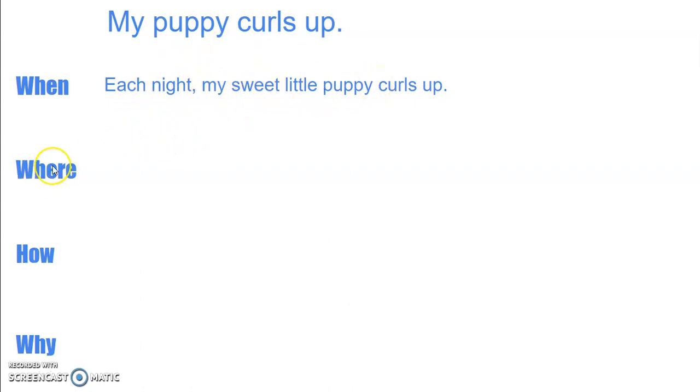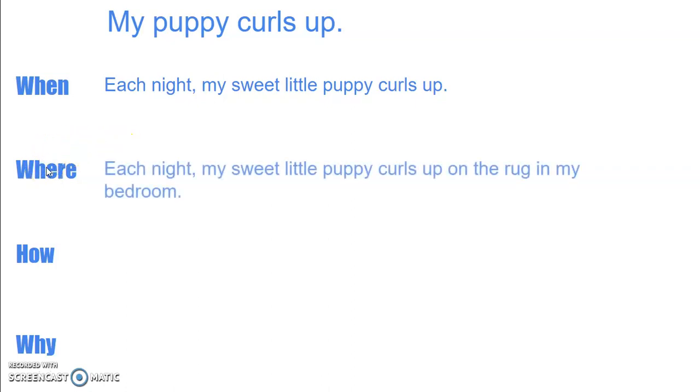Okay, the next question that we are going to answer is where. Where is this happening? Write down anything that you want, anywhere. Use your imagination. I wrote, each night my sweet little puppy curls up on the rug in my bedroom. So the where here is on the rug in my bedroom.